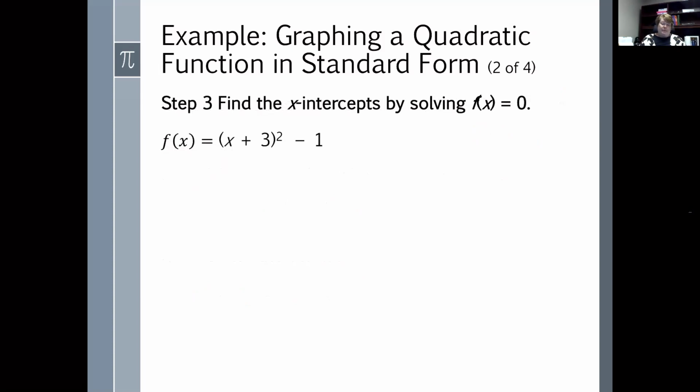Find the x-intercepts by solving f of x equals 0. So I have f of x equals x plus 3 squared minus 1. I'm going to set that equal to 0.